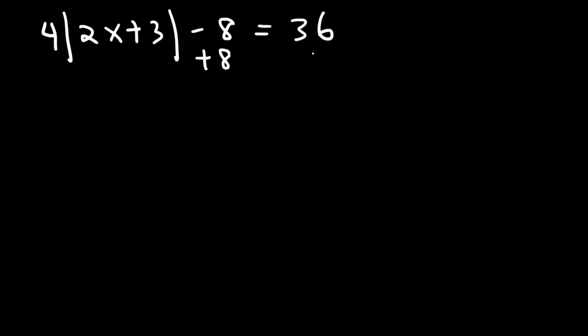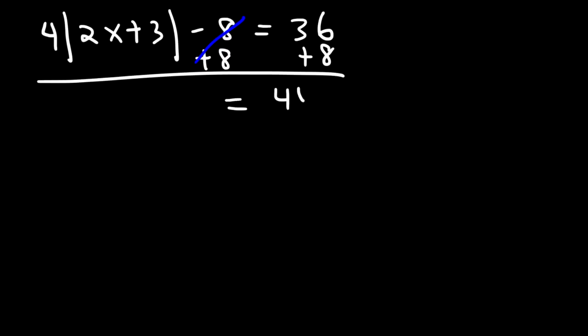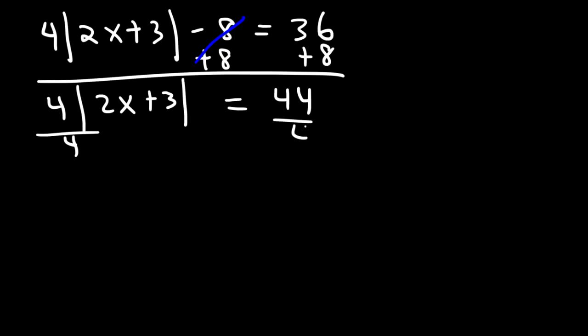So let's begin by adding 8 to both sides. 36 plus 8 is 44. Now the next thing we need to do is divide both sides by 4. 44 divided by 4 is 11.